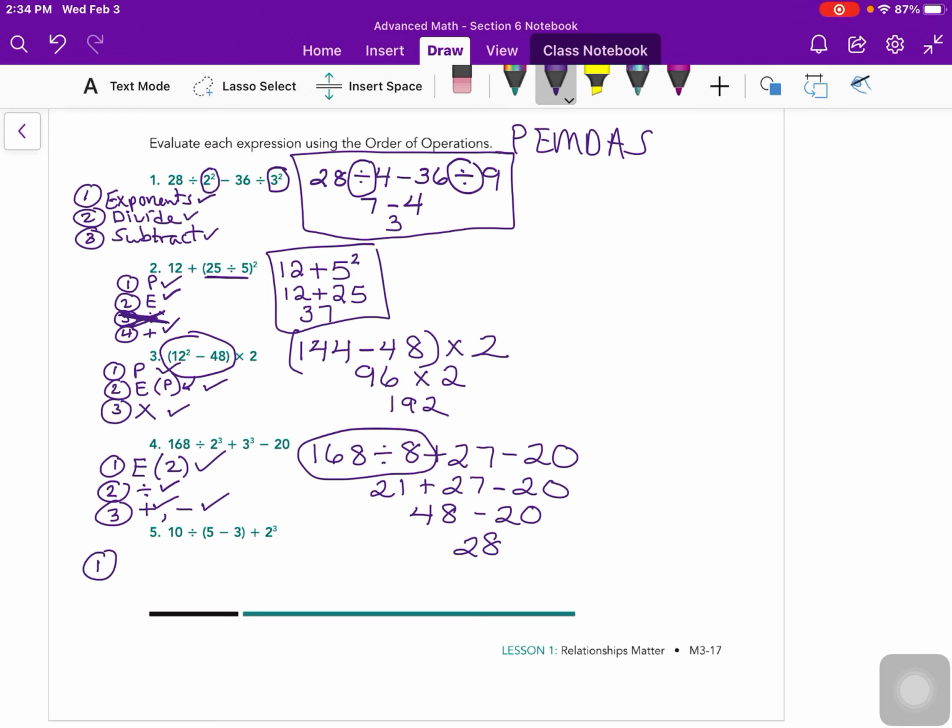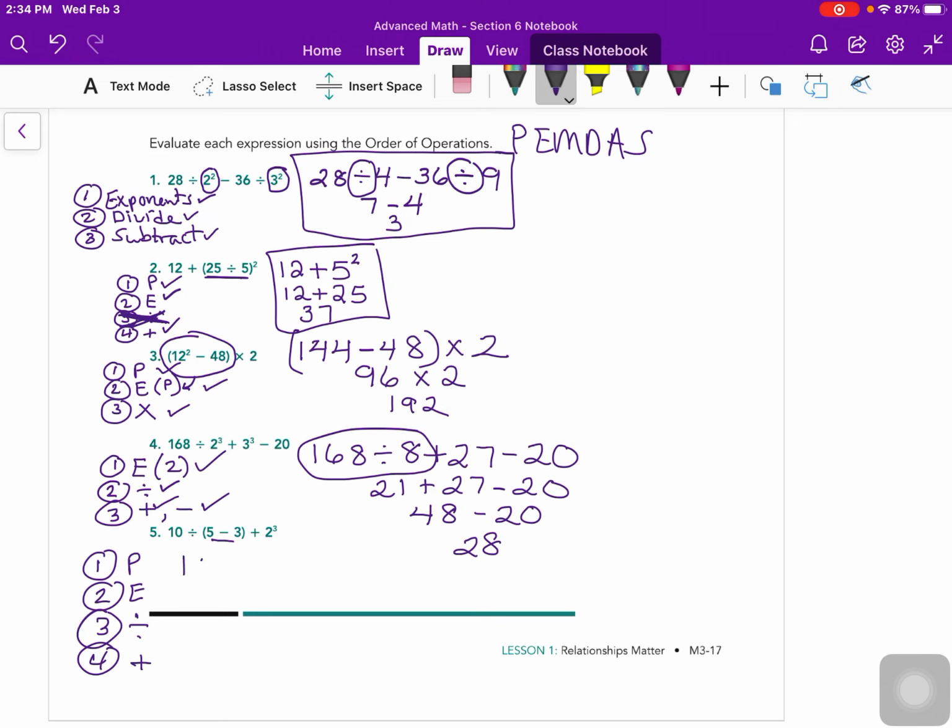Last one. First thing I'm going to do is parentheses. Second thing I'm going to do is that exponent. Third thing is multiply and divide, and there is divide. And then the last thing I'm going to do is add and subtract. Well, this subtract is in the parentheses, so I don't have to worry about that. So the last thing I'm going to do is just add.